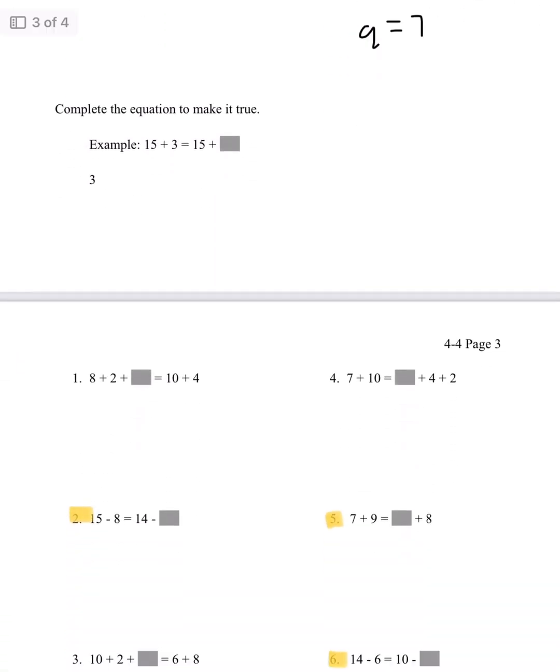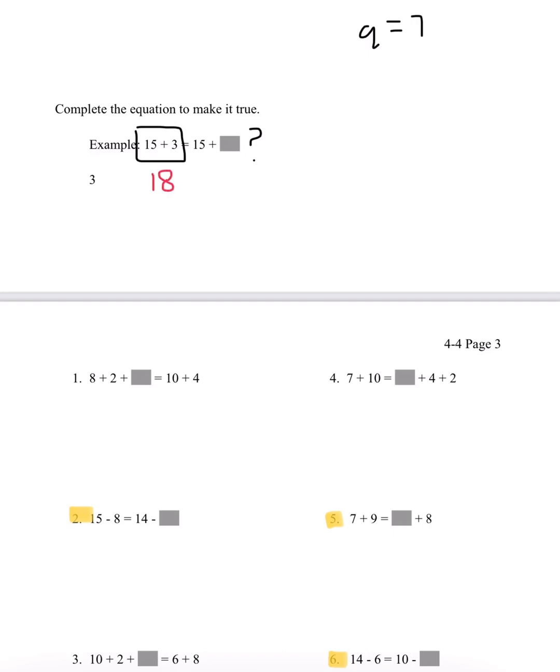Next, it says complete the equation to make it true. And we have our example, 15 plus 3 equals 15 plus blank. So we need to find what the blank is. And here, how to find it is first you add the expression that is already finished, which is this side, which is 15 plus 3 is 18.